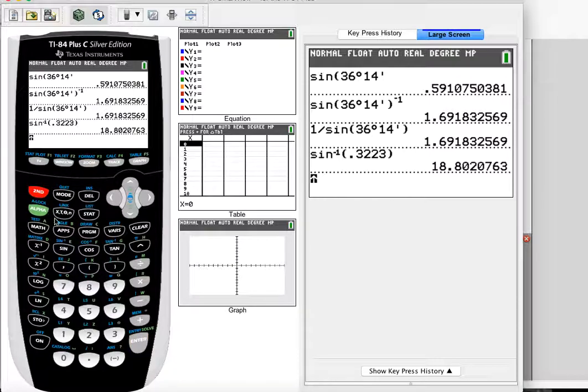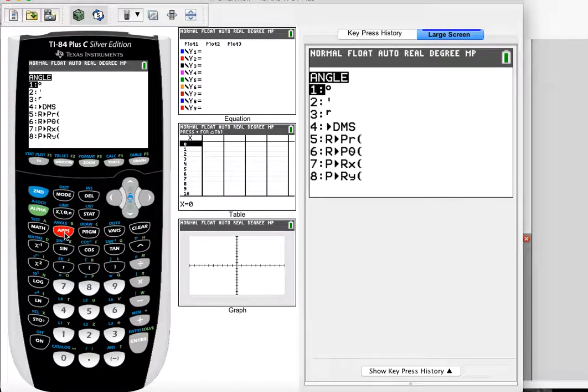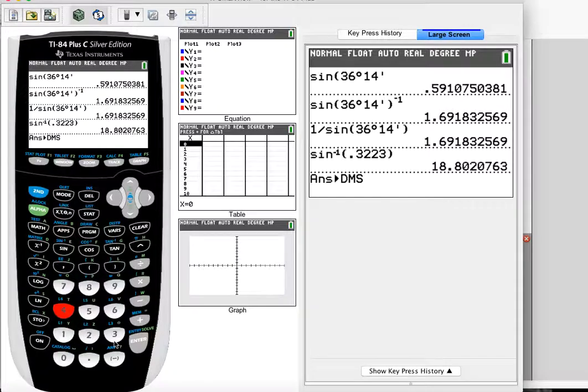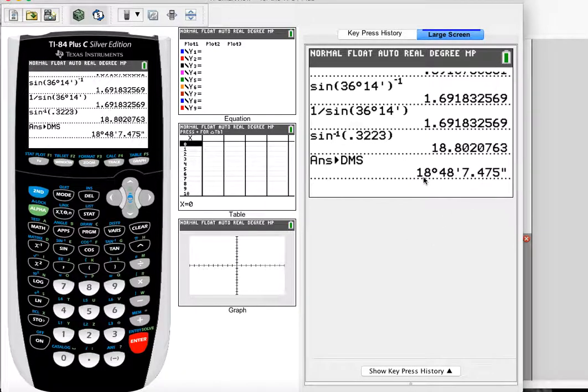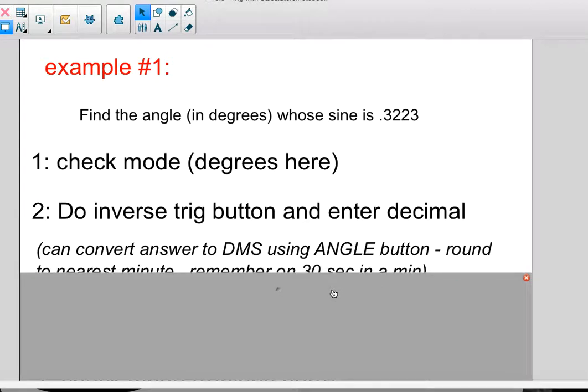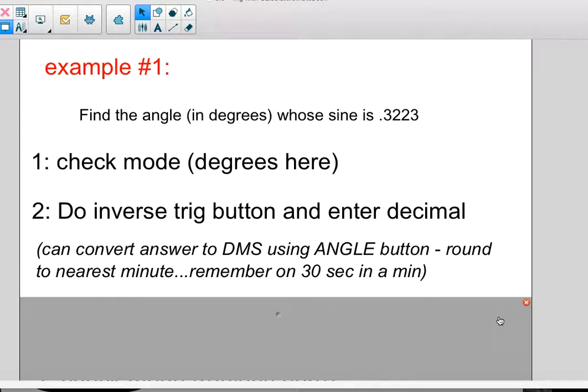Most of these questions are going to be to the nearest minute. So I'm just going to convert this to degrees, minutes, and seconds. So it's 18 degrees, 48 minutes, because 7 seconds would round down. Right, so 18 degrees, 48 minutes, and then you'll be done. All right, we did that one.